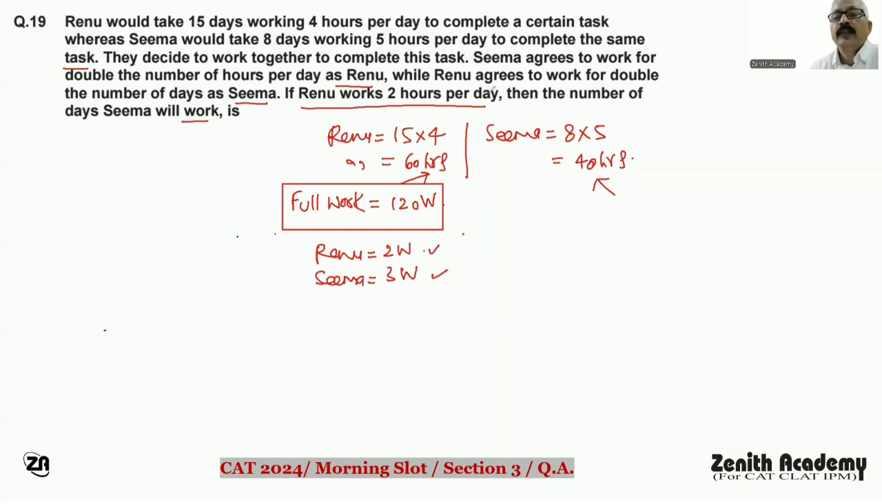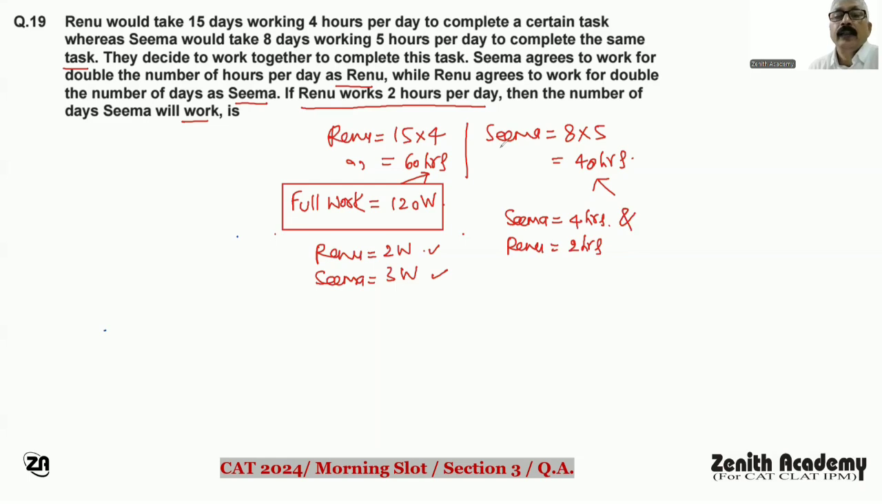And now it is given they decided to work together. The working together condition is Seema decided to work double the number of hours per day as Renu. And it was given that Renu works 2 hours. So Renu is working here for 2 hours, so Seema will work daily 4 hours.